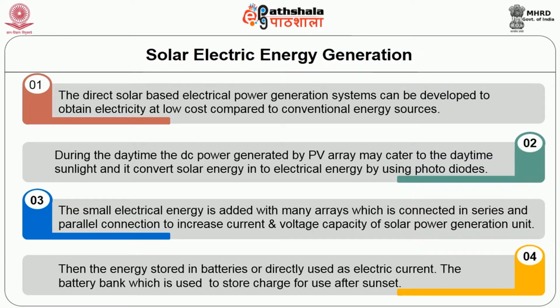The small electrical energy from many cells is added in arrays, which are connected in series or parallel connection to increase the current and voltage capacity of the solar power generation unit. Then the energy stored in batteries is directly used as electric current. The battery bank is used to store charge for use after sunset.